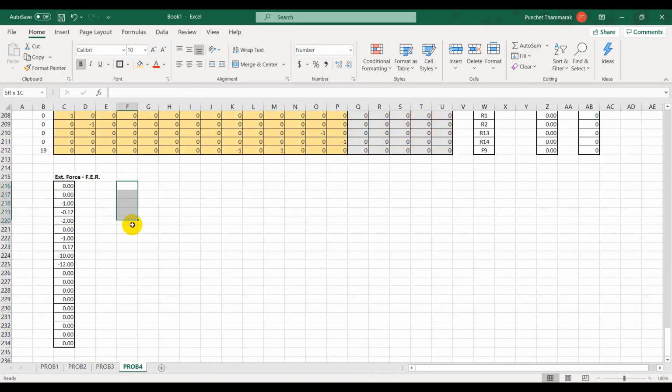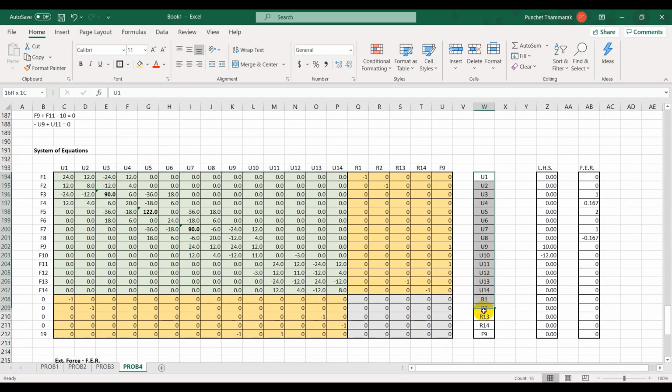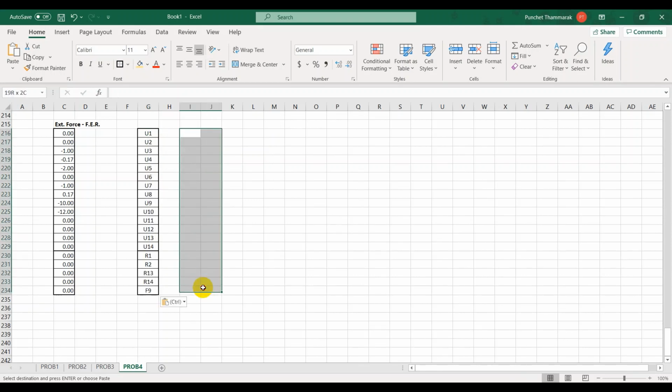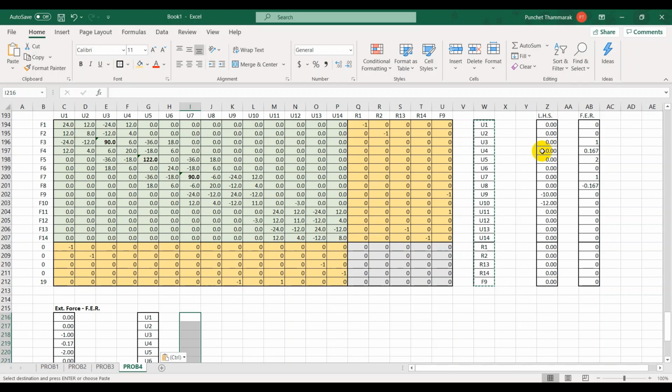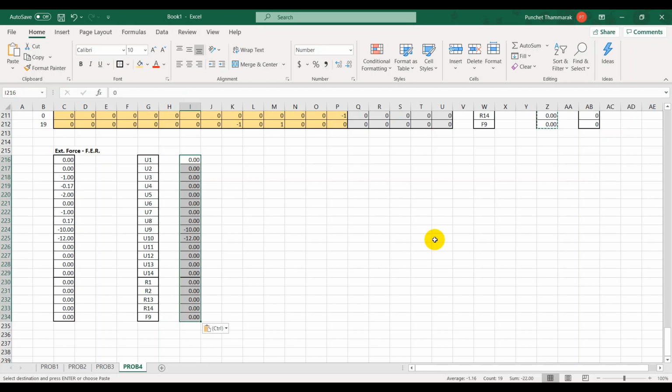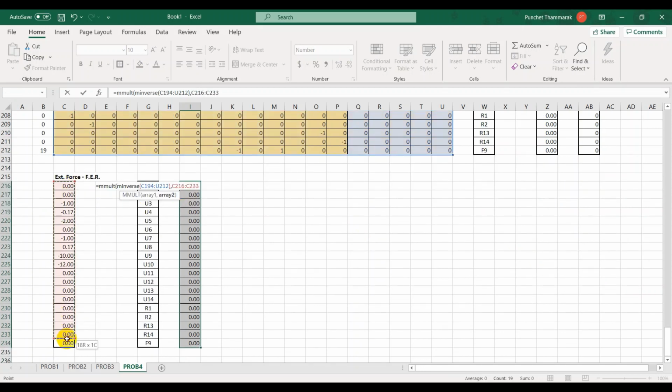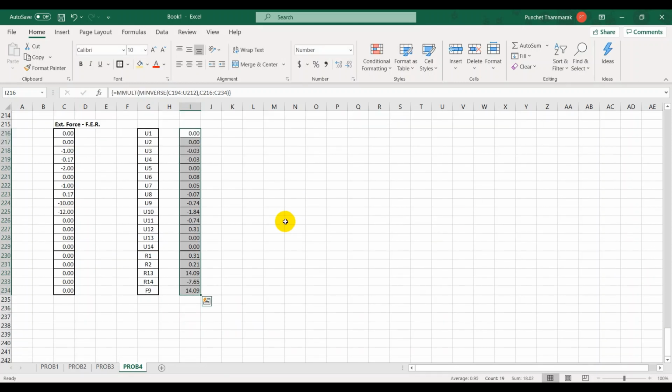Then we can solve for the solution, which is going to be, I will just copy the format. That is equal to MULT of M inverse of this matrix multiplied by this, Shift Control Enter. Done.